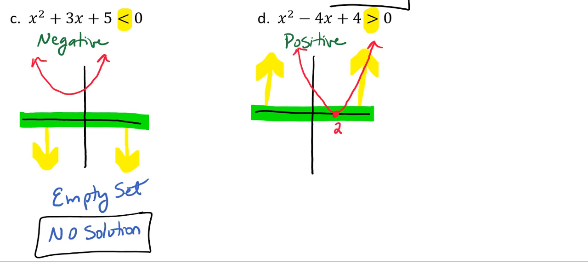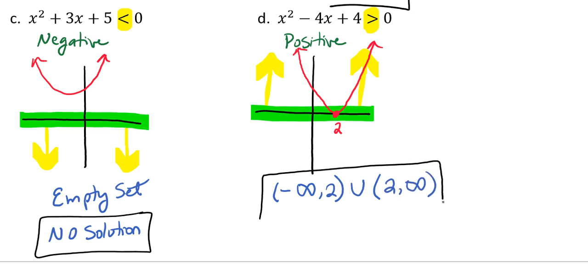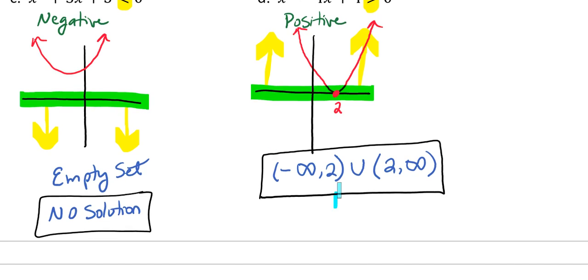And so how we would write that interval is we would say, well, from negative infinity to the number 2, unioned with the interval from 2 to positive infinity. And so by writing it this way, we're excluding the number 2 because we're using our open interval notation as opposed to what we would use if it was closed and it was included.